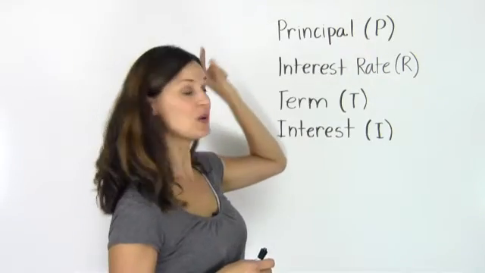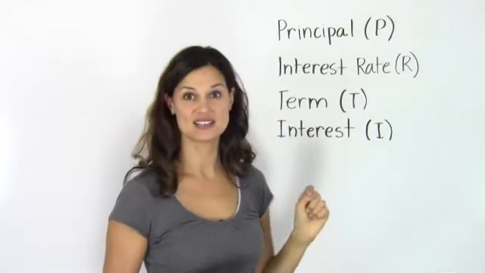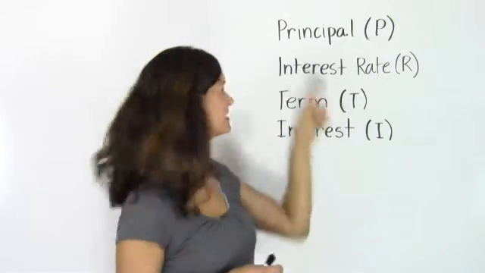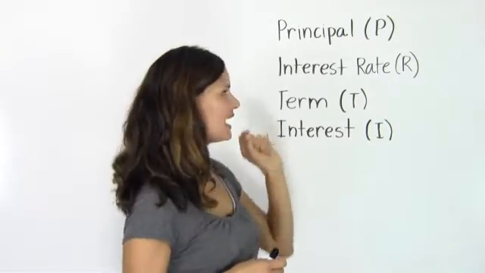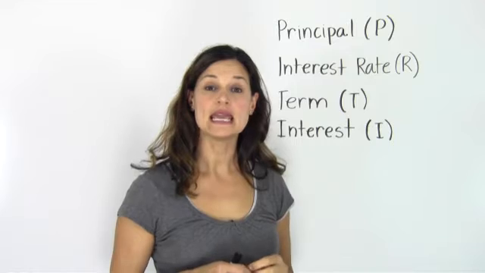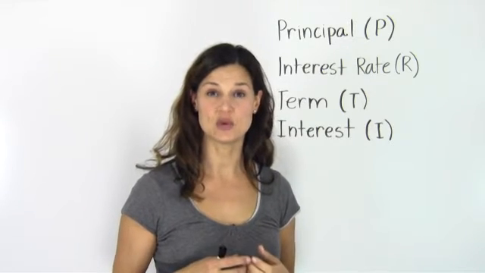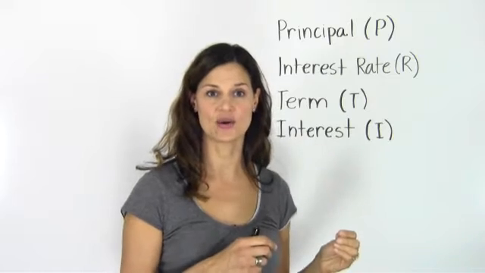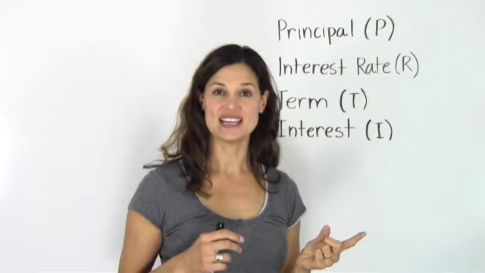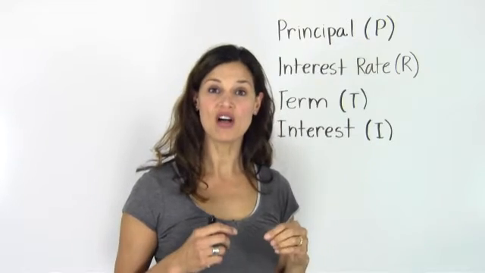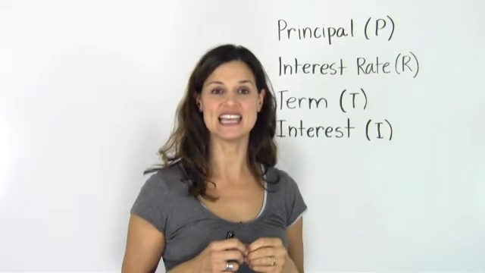First off, the principal. The principal is the original amount loaned. Interest rate, R: the interest rate is a percentage that determines how much interest will be charged per year. When dealing with interest rates, 1 year is considered to be 12 30-day months, or 360 days.